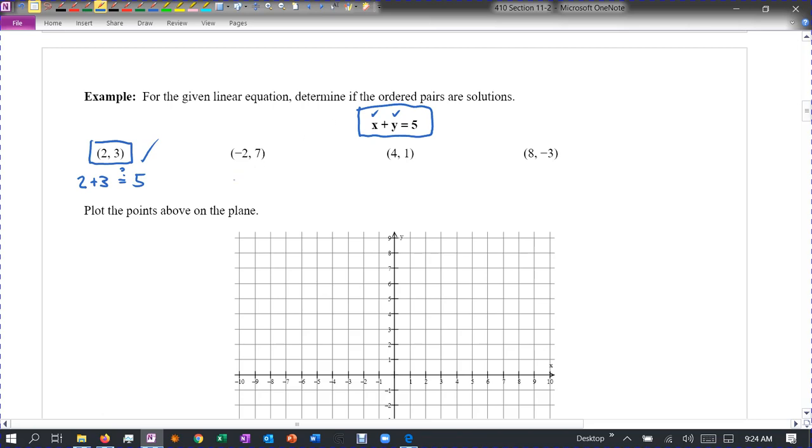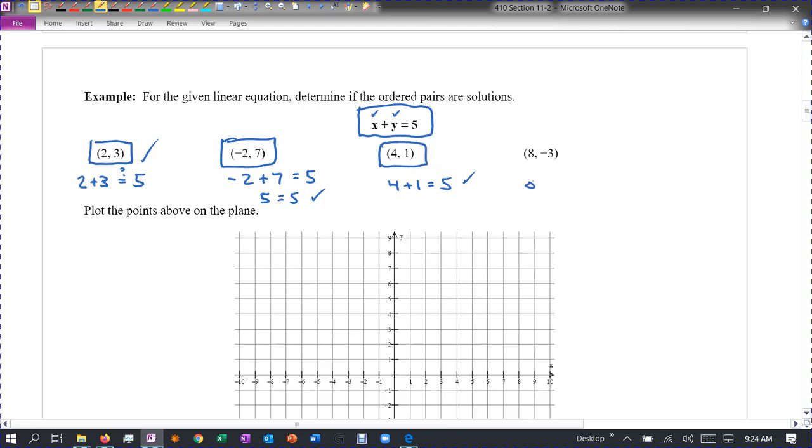Let's try the next one. Negative 2 plus, let's see, y has to be 7. Does that equal 5? Well, negative 2 plus 7 is 5, so 5 equals 5. That's true, yes. So that is a solution. How about this one? 4 plus y is 1. Does that equal 5? Yes, that's true. So that is a solution.